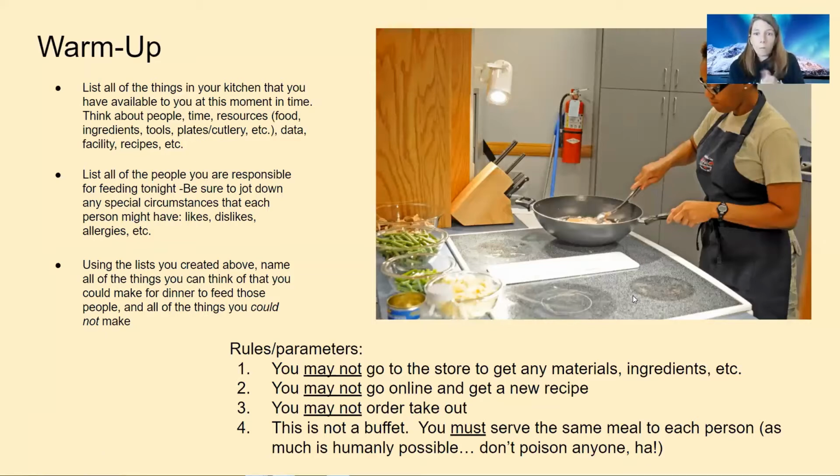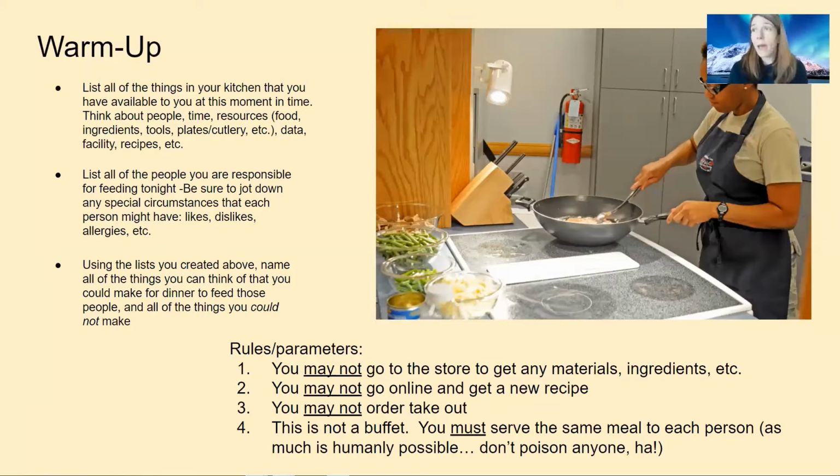Okay, so here we go. Bullet number 1, in that first column, we're going to stop talking for about 90 seconds or so, and you are going to think about all of the resources that you have available to you in your kitchen right now. You are going to think about the people that you have available to make dinner, the time that you have available to make dinner, any resources such as food, ingredients, tools, plates, cutlery, pots, pans, whatever it is that you've got available to you.